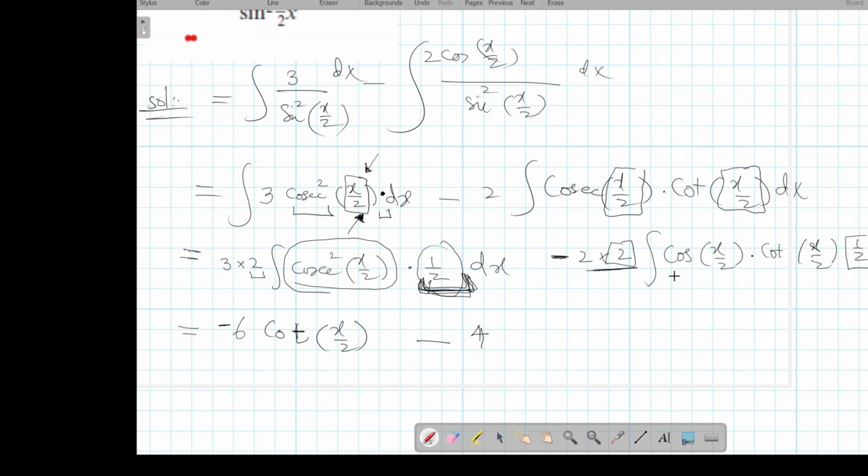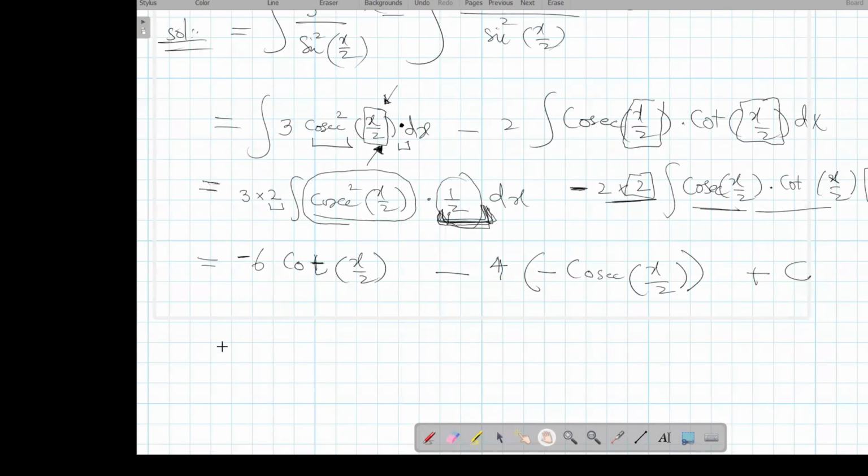What is the antiderivative of cosec times cot? It is negative cosec. So negative 4 cot of x over 2, minus 6 cosec, and here we have x over 2, plus c. That's it.